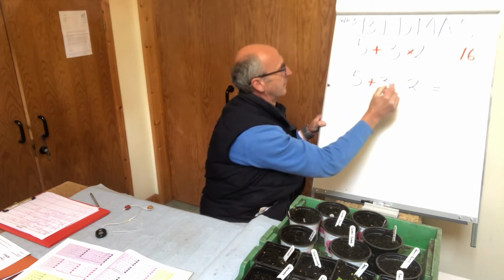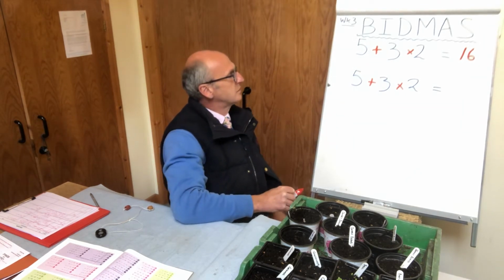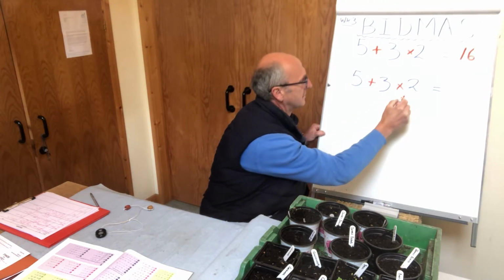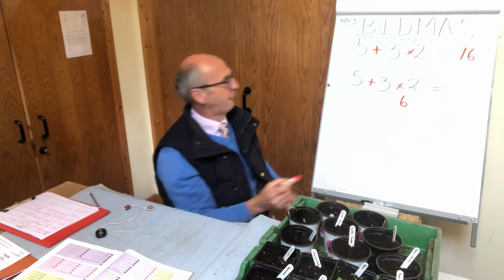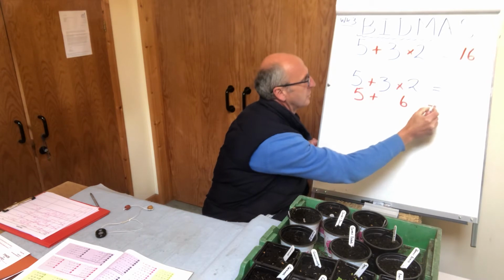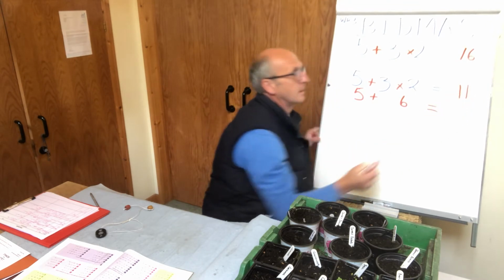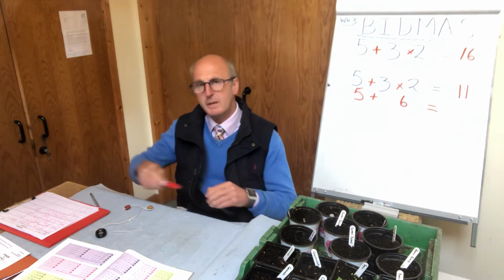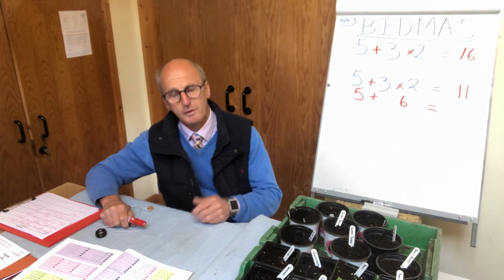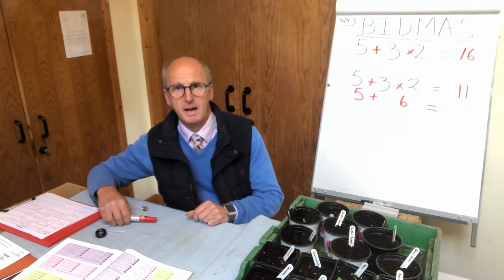However, if we do it in the order according to Bidmas, we would need to do 3 times 2, which of course is 6, plus 5, and that of course will equal 11. Spot the difference. So it's really, really important that we have a convention to follow. So we make sure that we follow the rules of Bidmas, or, as you may have discovered, Bodmas.